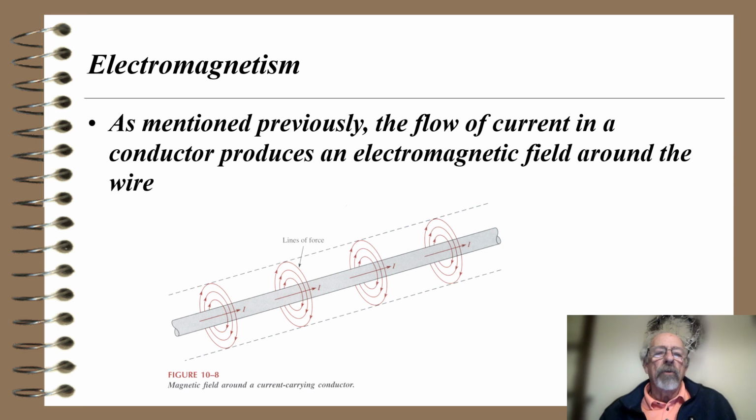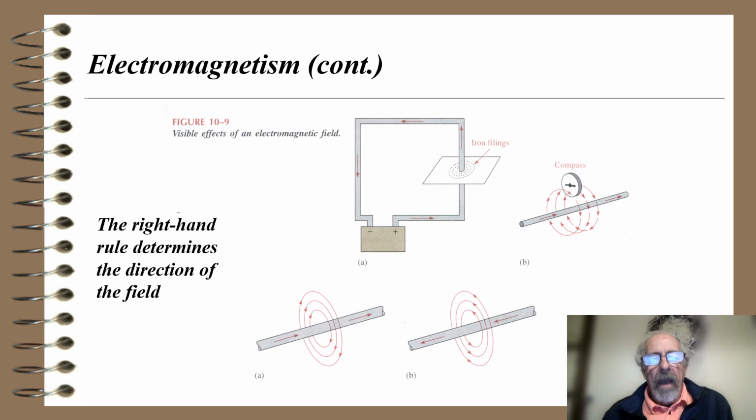Now, that brings us to electromagnetism. As mentioned previously, the flow of current in a conductor produces an electromagnetic field around the wire. That idea is shown here again in figure 10.8. Current going through the wire, we have lines of force around the wire. Actually, it turns out there's a right-hand rule that determines the direction of the field.